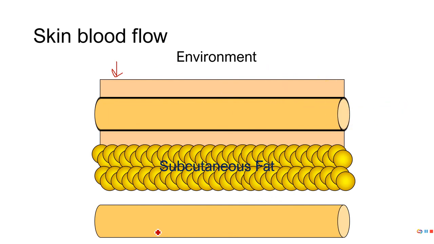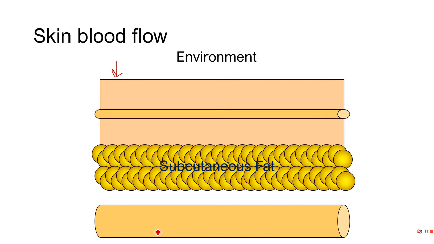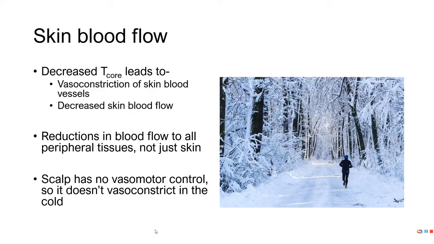But in the cold, this blood vessel constricts, and so we send blood to our core. These blood vessels are below subcutaneous fat, and they're still trying to dissipate heat, but the fat prevents heat from being lost because fat insulates. As a result, when we have low core temperature, we decrease skin blood flow, and this happens in all peripheral tissues.